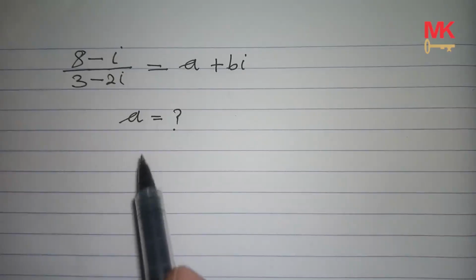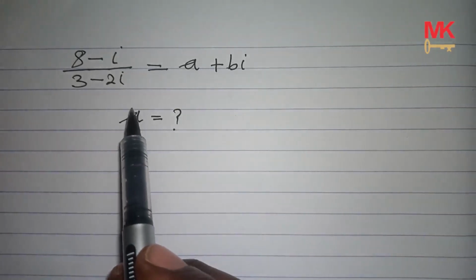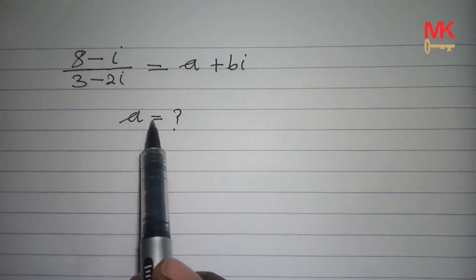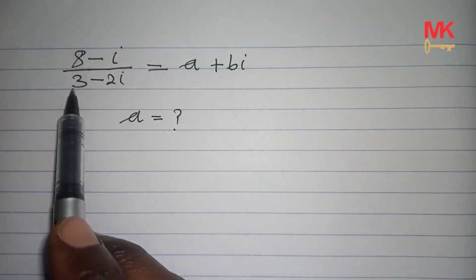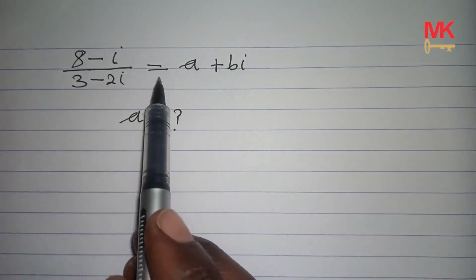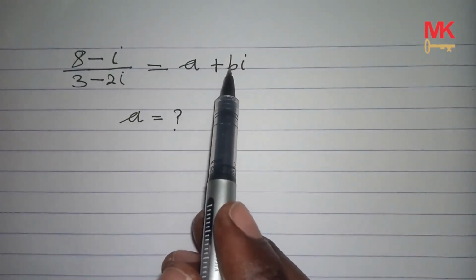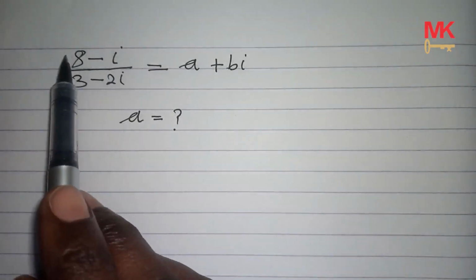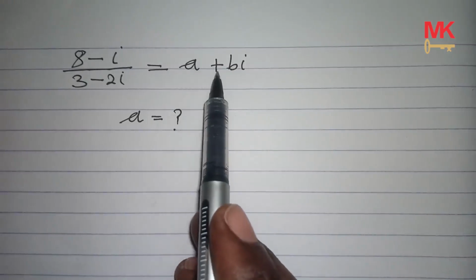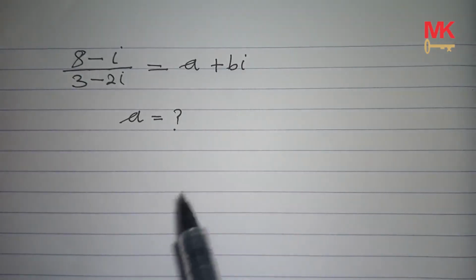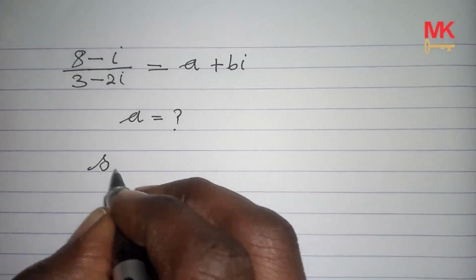Hi, welcome to MathKey. In this tutorial, I'm going to show you how to find the value of a given that (8 - i)/(3 - 2i) = a + bi. What it means is that we're going to express the left-hand side in the form a + bi. So now let's get started.